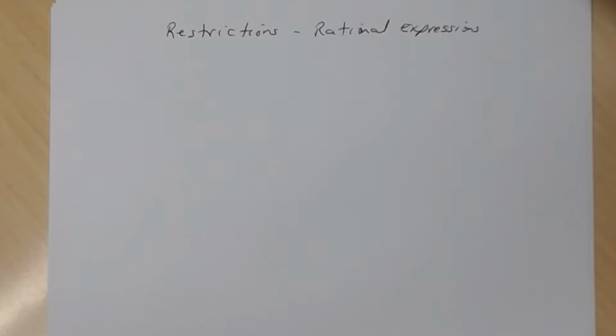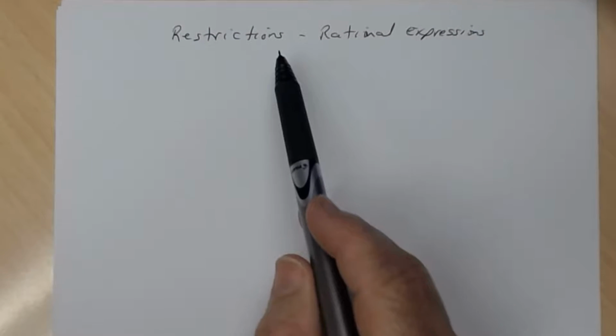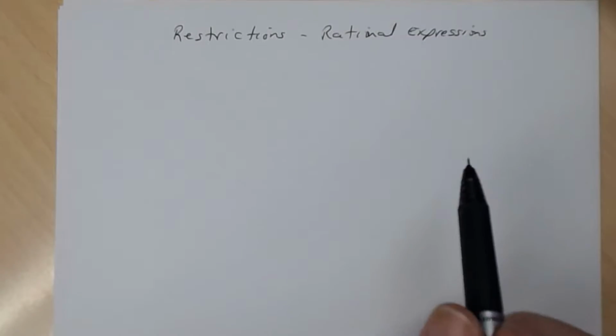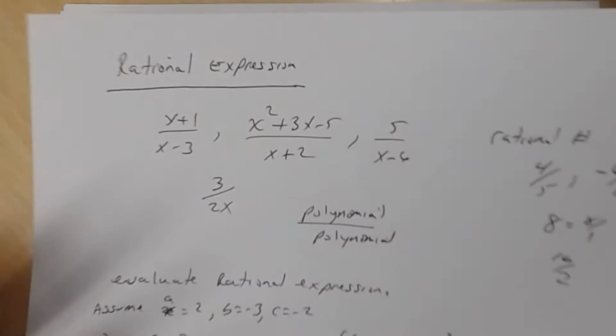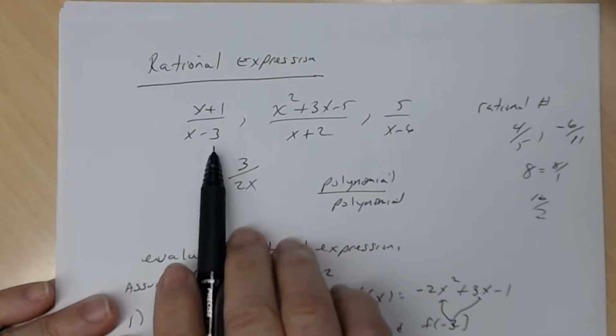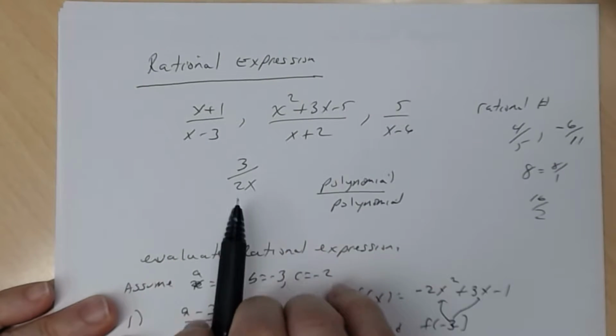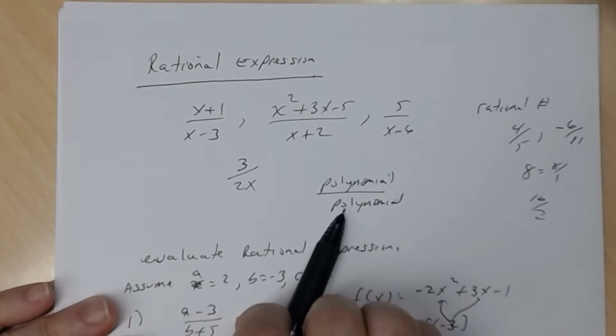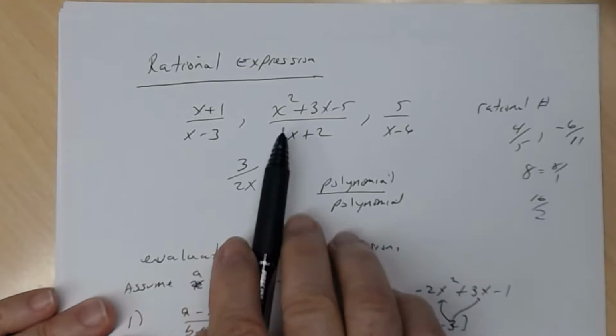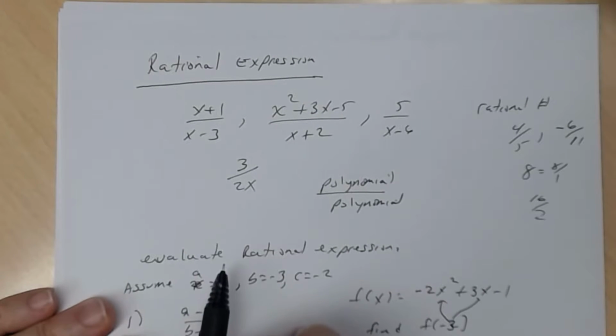Okay, so in this lesson, we're going to look at restrictions with regards to rational expressions. If you recall from a previous lesson, we talked about what rational expressions look like. That's where you're going to have a polynomial divided by a polynomial. So these are all examples of rational expressions.